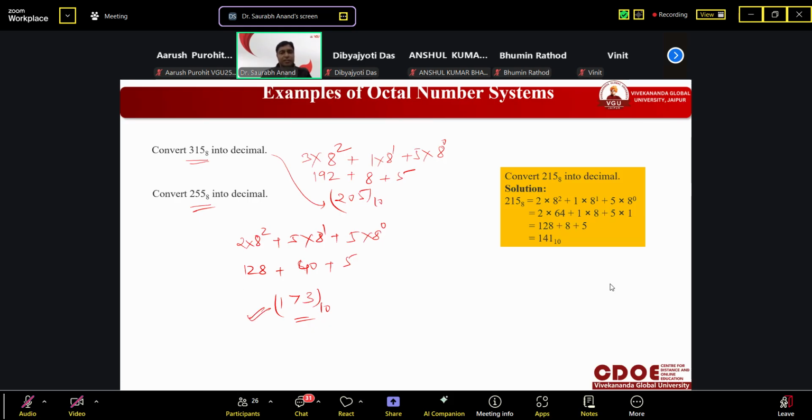So any number to be converted into decimal, we have to multiply by the radix value having increased power. Yeah. So it is 8. So we multiplied by 8. Right. So it's very easy.